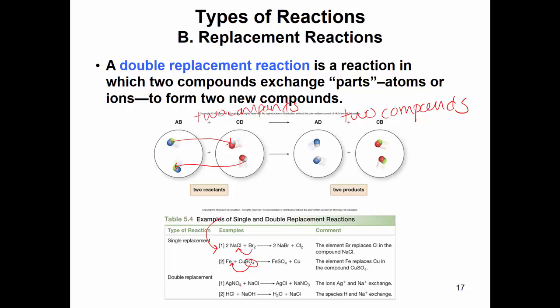In a double replacement, we have two compounds forming two new. So here we swap places. So silver and the chlorine come together, and sodium and the nitrate come together. Here hydrogen and the hydroxide come together, and Na and Cl come together. So there's a complete swap there, and you still end up with two compounds. So it's called a double replacement, where this one's a single because only one element is doing the replacing.